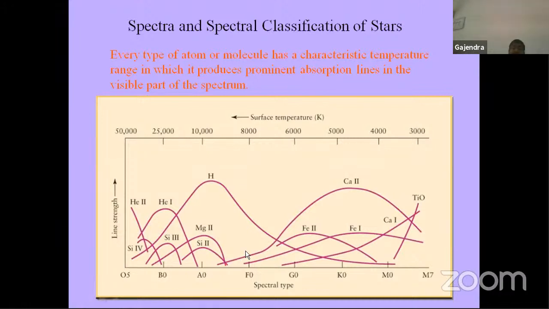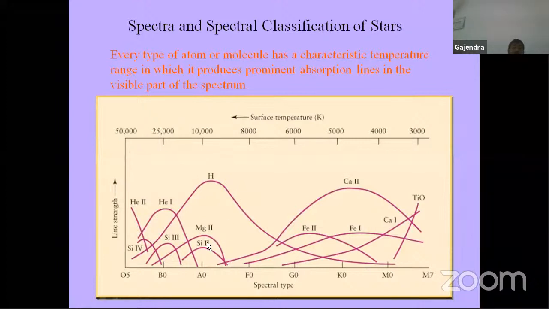Why? Again, because the calcium further ionizes. And then note what this is: this is a molecule, titanium oxide. So for the cool stars, you see molecules in their spectra. Okay. So what does this show you?